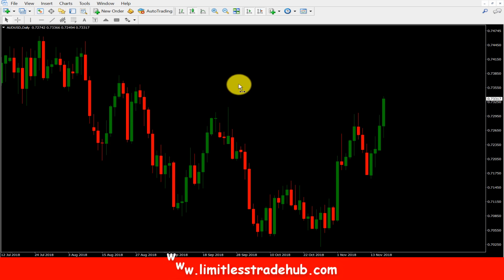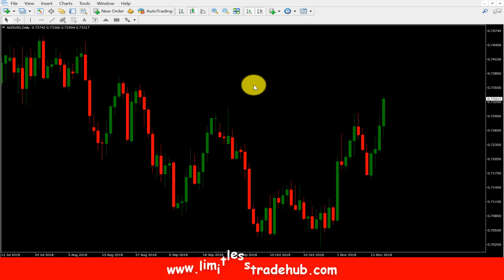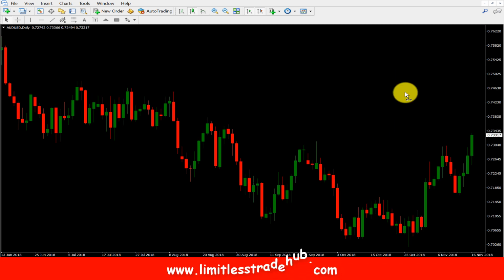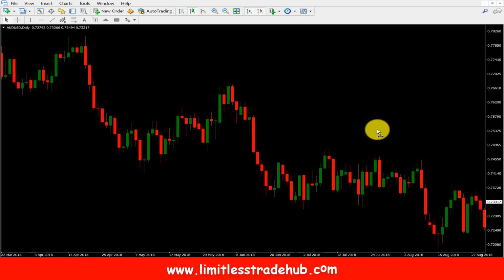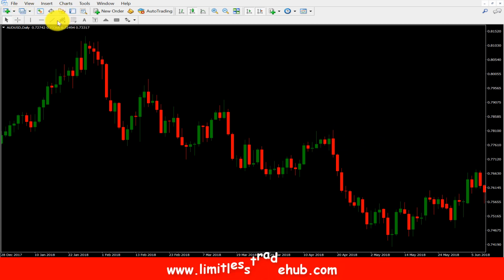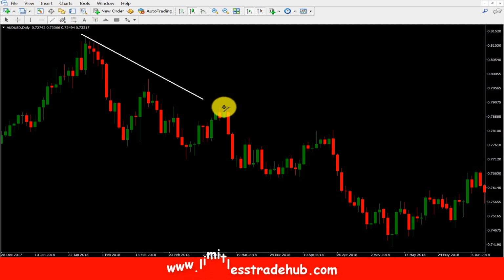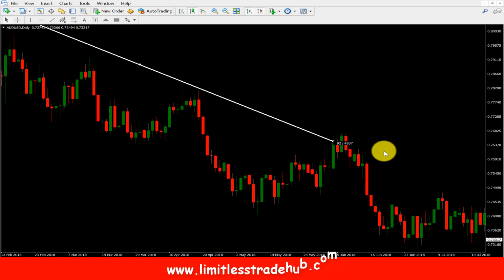This is AUD USD, Australian dollar against US dollar, and I select the daily time frame. This is our current market, and we will analyze our trend in the current market. With the naked eye we can see the trend is down, although I will now analyze whether our trend is down or up.